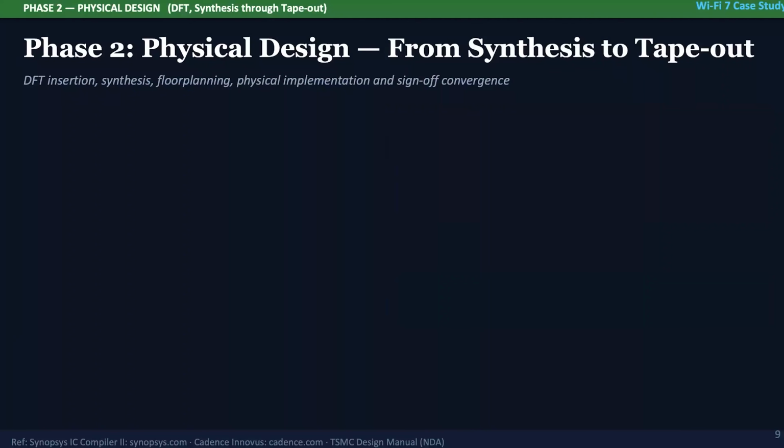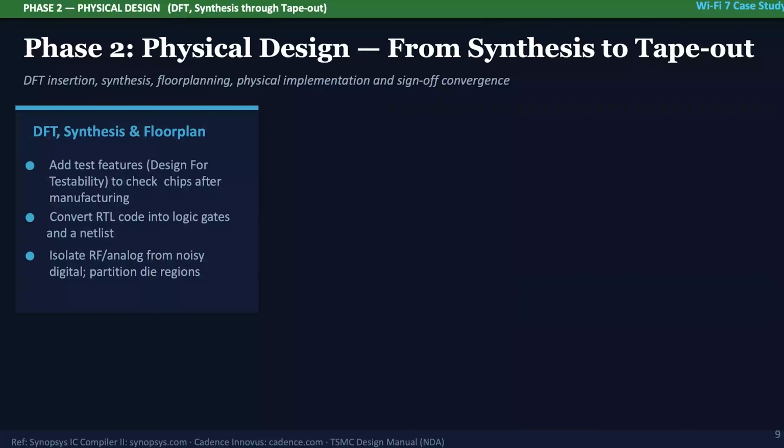In the second phase, physical design, the design becomes a manufacturable physical layout. The first step is design for test, or DFT, synthesis, and floor planning. We add test features so that the chip can be checked and tested after manufacturing. We convert the RTL into a gate-level netlist and also plan how the major blocks will sit on the die, including keeping sensitive RF and analog components away from noisy digital logic.